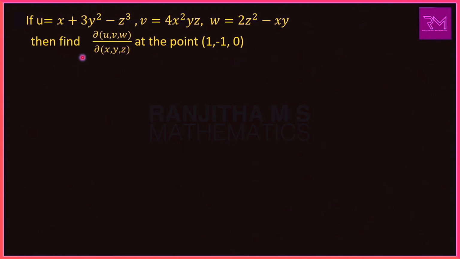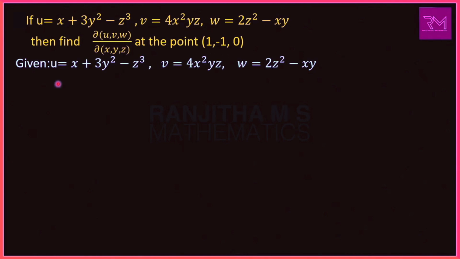Here also we have to find the Jacobian for the function u, v, w with respect to the variables x, y, z. Also they have given that we have to find the Jacobian at the point (1, -1, 0). Here 1, -1, 0 are the values of x, y and z. We have to find the Jacobian for the function at the point (1, -1, 0).